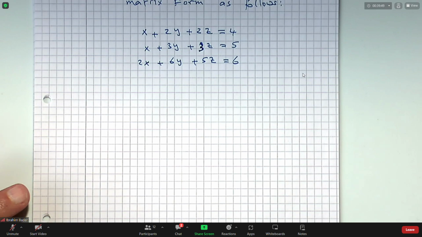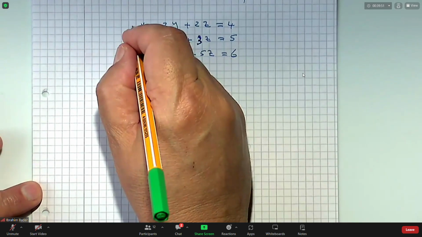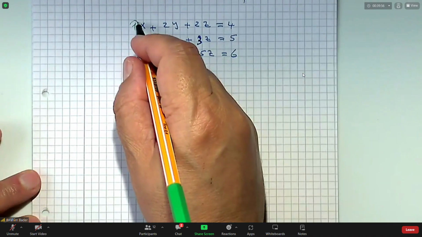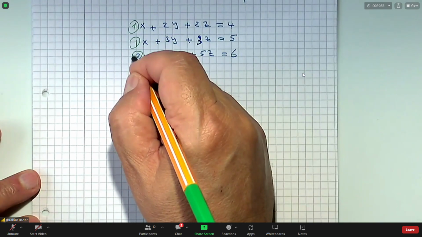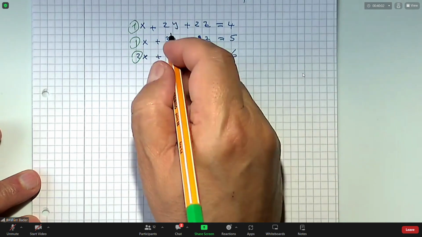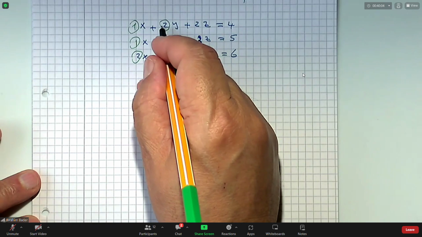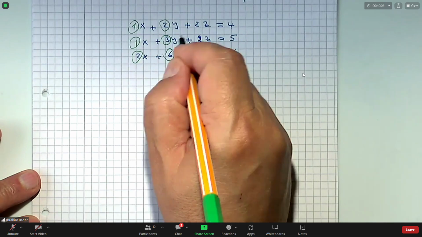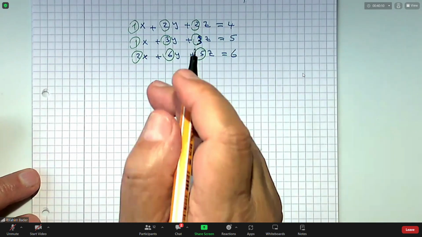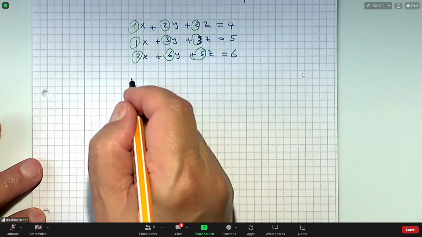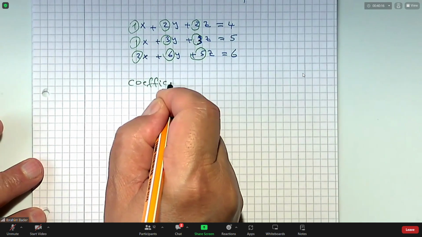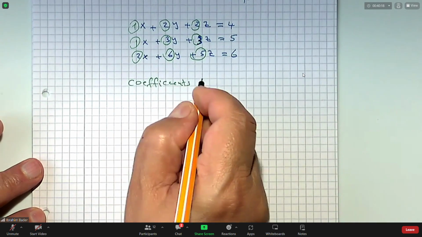Now, by default, if you have only x, you have only 1. I will take the coefficients of the variables and make sure that you have x, y, and z all in one column: 1, 2, 2, 1, 3, 3, 2, 6, 5. And make what I call the coefficients matrix.